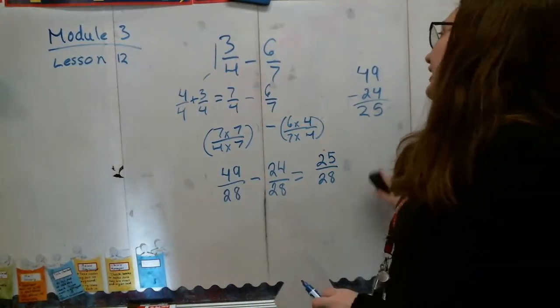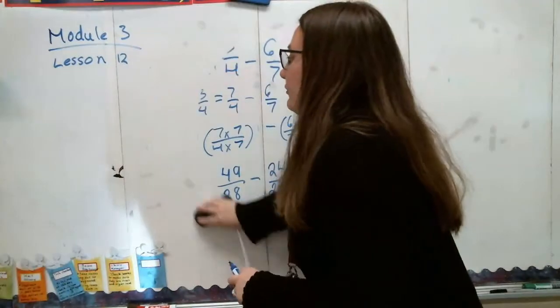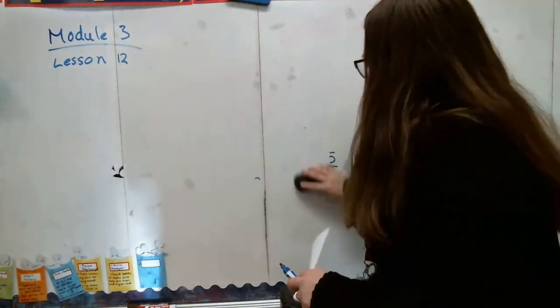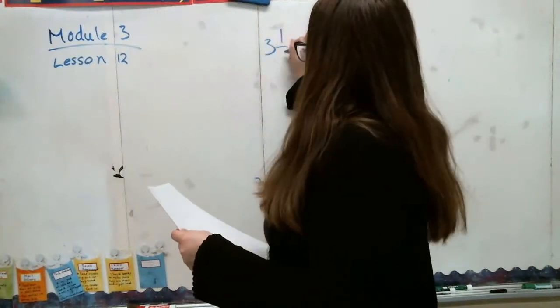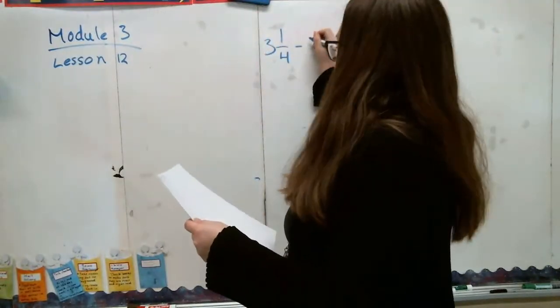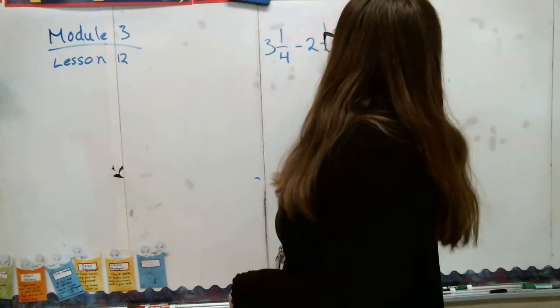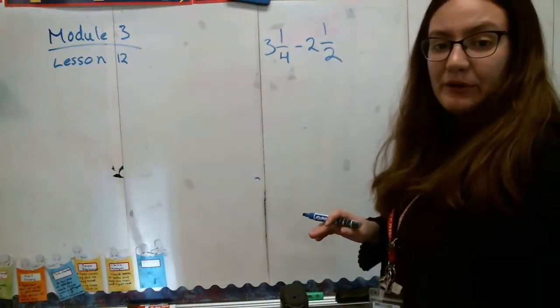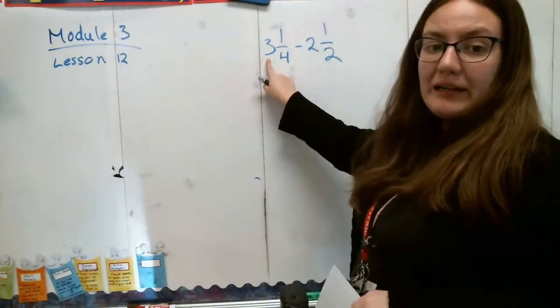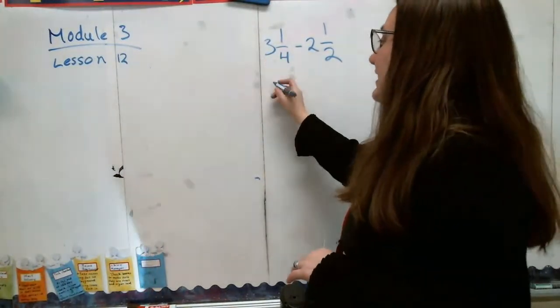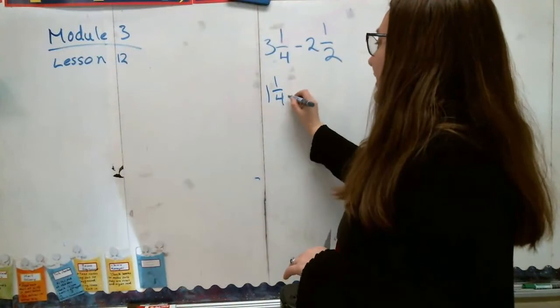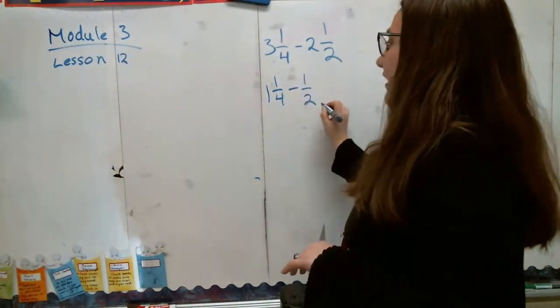We're going to move on to our last problem together for this lesson, and this is going to be 3 and a fourth minus 2 and a half. So just like before, what we're going to do is we're going to start off by subtracting the whole numbers. So we do 3 minus 2. That gives me 1 and a fourth left over minus a half.